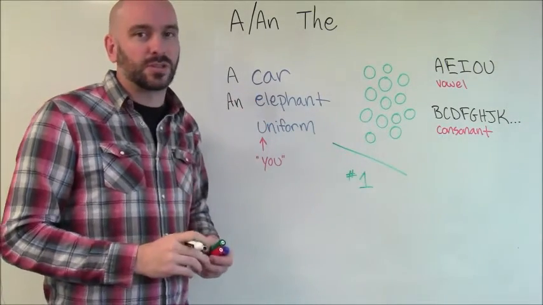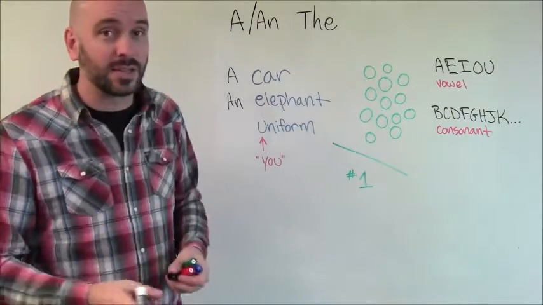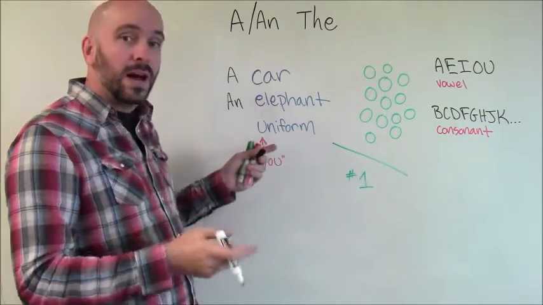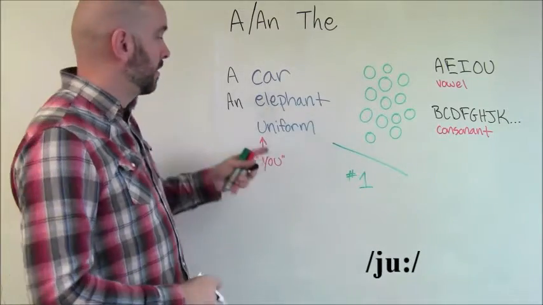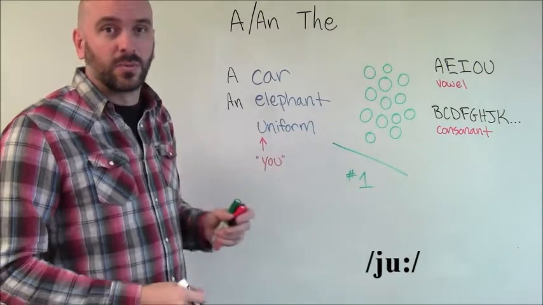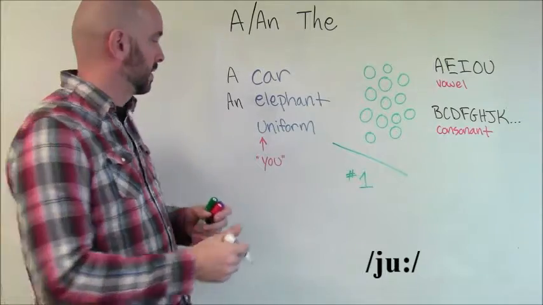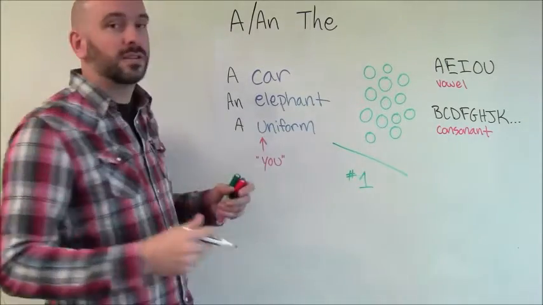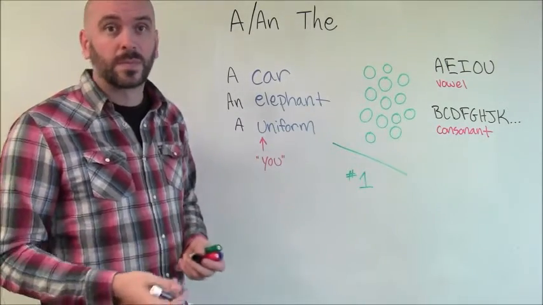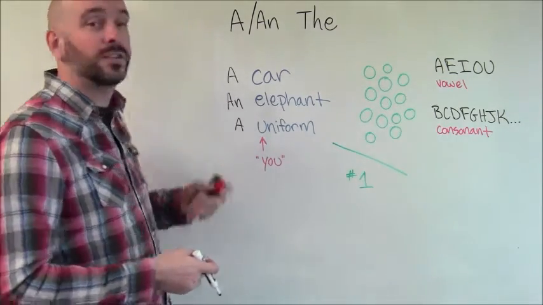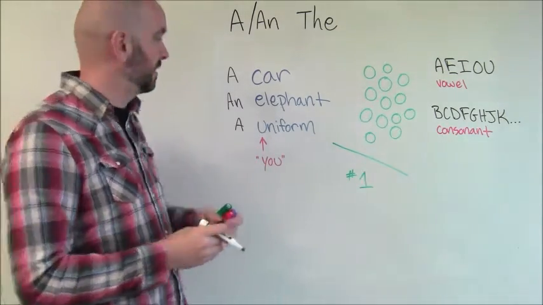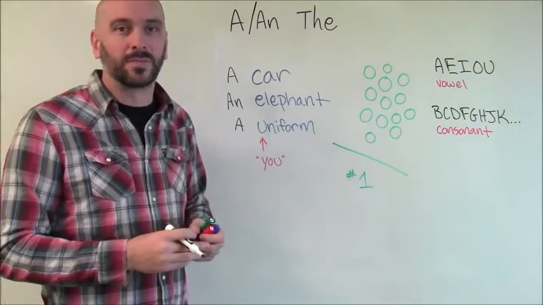There is one exception to this rule, however, and that exception is with vowels that sound like you, such as uniform or European. We would use the word a. Aside from this rule, however, every other time you're going to use a in front of a consonant and an in front of a vowel.